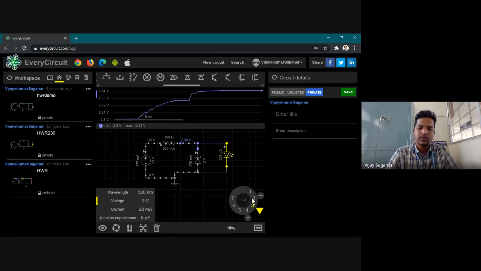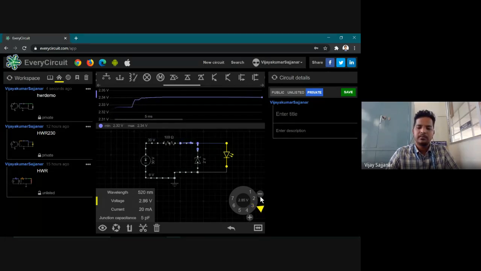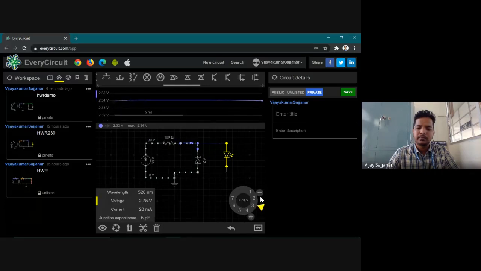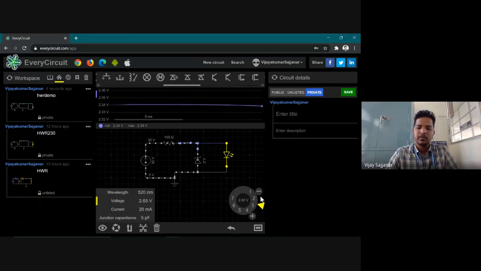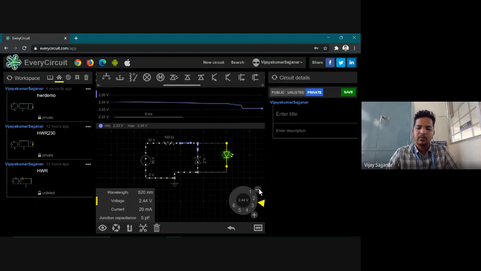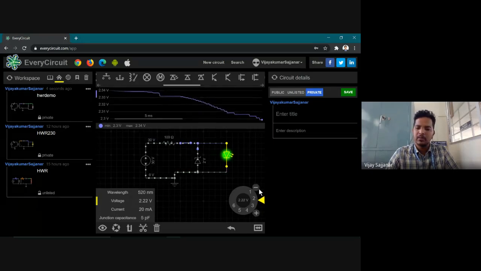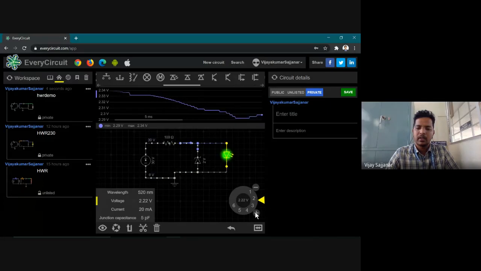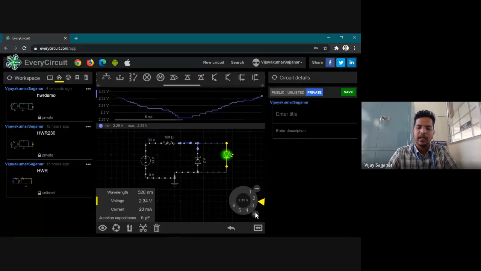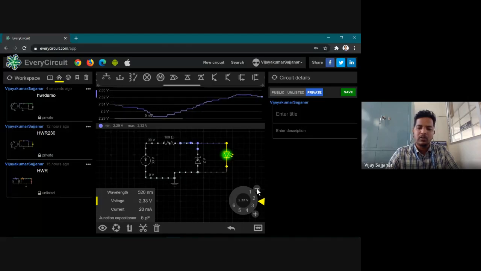So 3 volts is still not on. Let's boost the voltage. Like I said, I have not done the mathematical design. So I'm just going with the trial and error method. Exactly at 2.3, it is at its maximum low. So we'll stop it here.